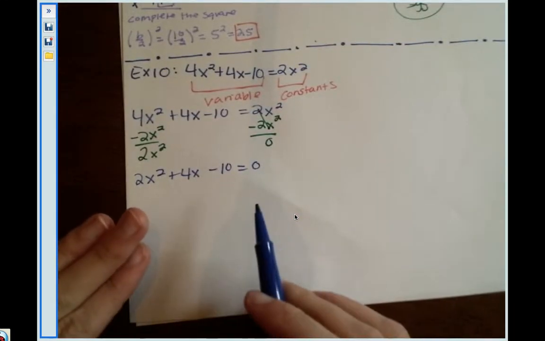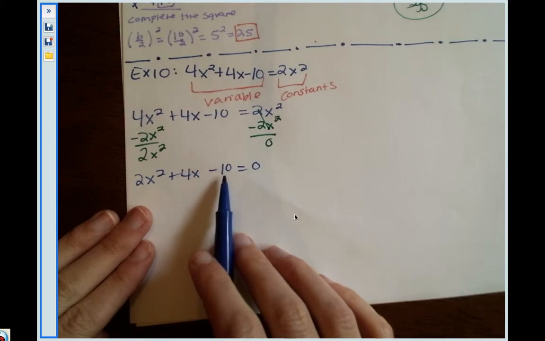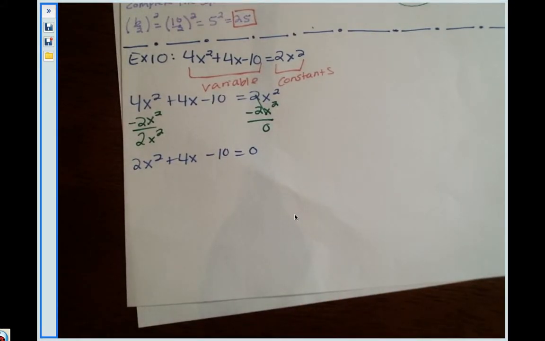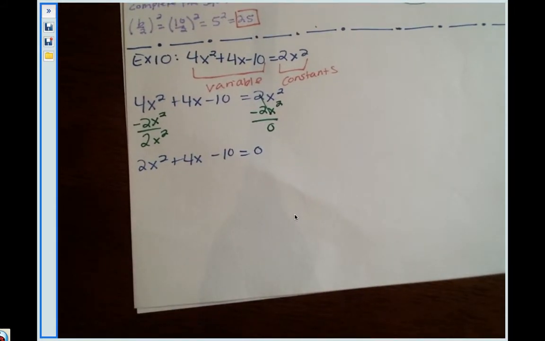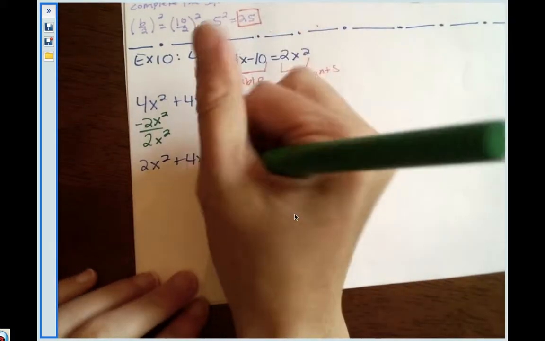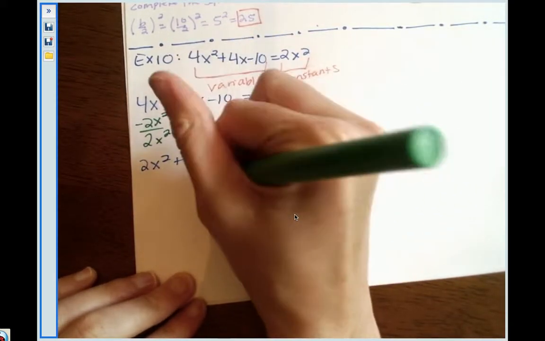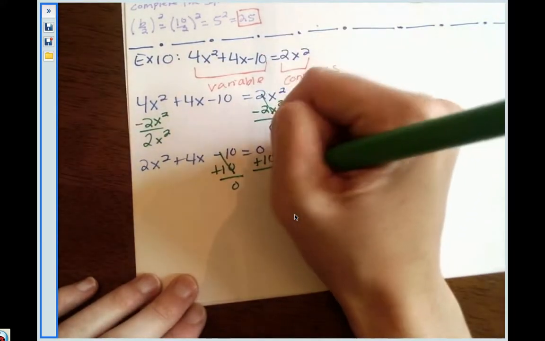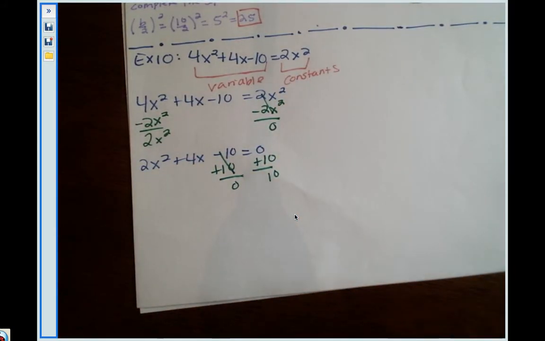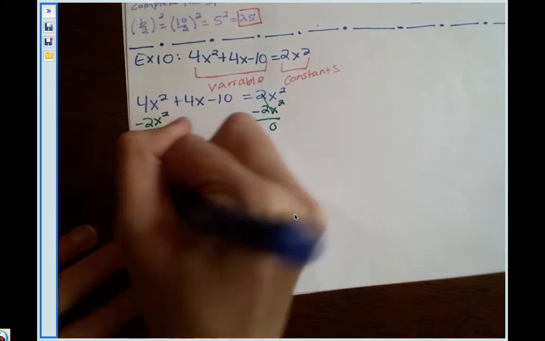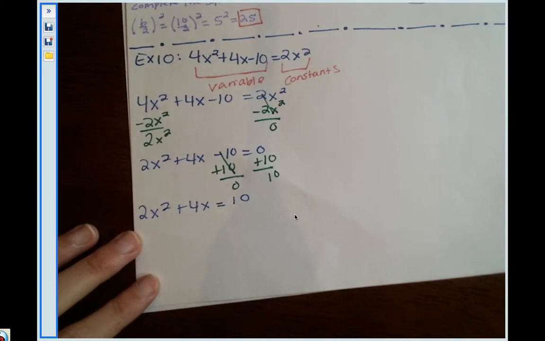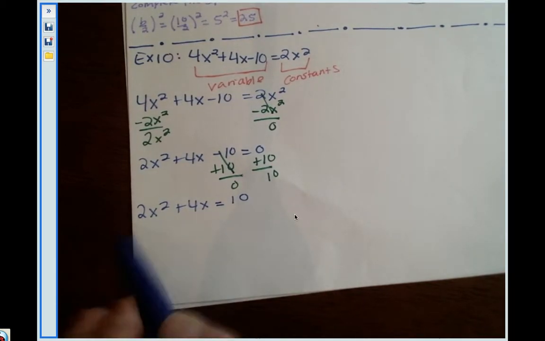Guys, so I still have a problem. This 10 is a constant, which means it needs to be moved to the other side of my equation. How do you move a negative 10 to the other side? Awesome sauce, you guys. You add 10 on both sides. Negative 10 plus 10 cancels and turns to 0. 0 plus 10 is 10. So now I have 2x squared plus 4x equals 10.